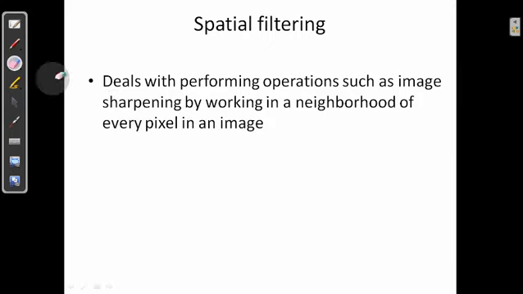So as I said earlier, spatial filtering deals with performing operations such as image sharpening by working in the neighborhood of every pixel. The thing we concentrate on is the neighborhood. Whenever it is spatial filtering, it is neighborhood. Whenever it is basic intensity transformation, it's a single pixel. Let us consider an example for spatial filtering.